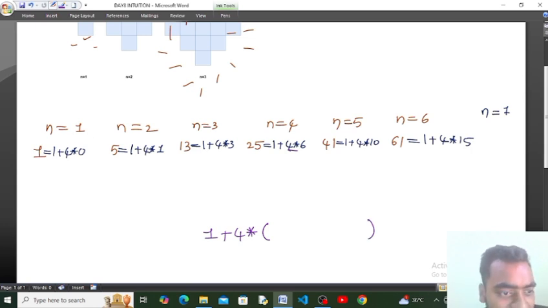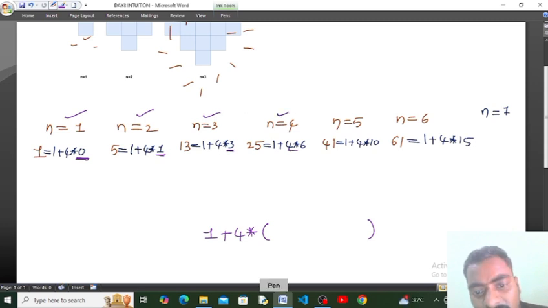Now observe carefully here. For n is equal to 1, here what is the number that I am multiplying with 4? 0, right? And for n is equal to 2, I am multiplying 1 with 4, right? And for n is equal to 3, I am multiplying 3 with 4, right? And for n is equal to 4, I am multiplying 6 with the 4, right? Here apart from this 1 and 4, the remaining portion is changing, and that is going to depend upon n value. Yes or no? Right?